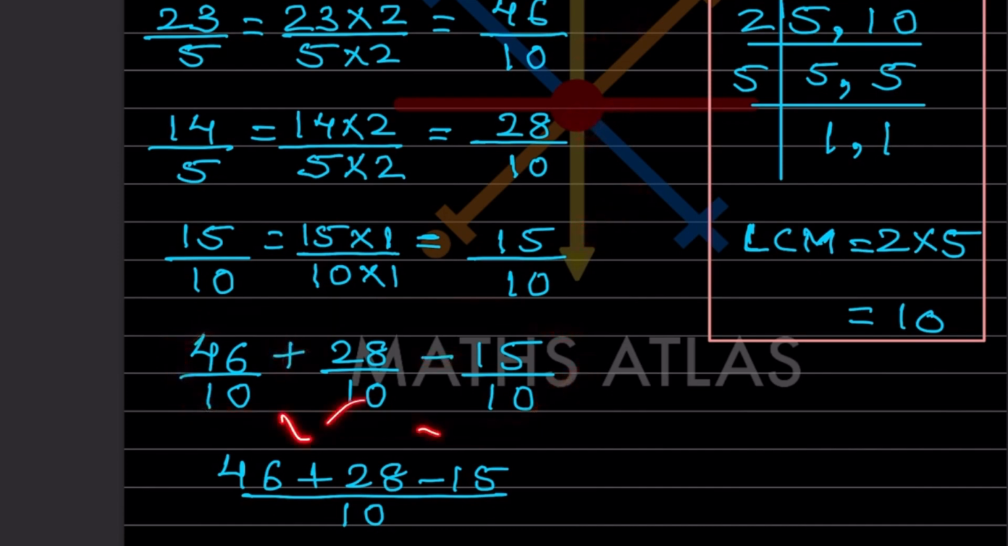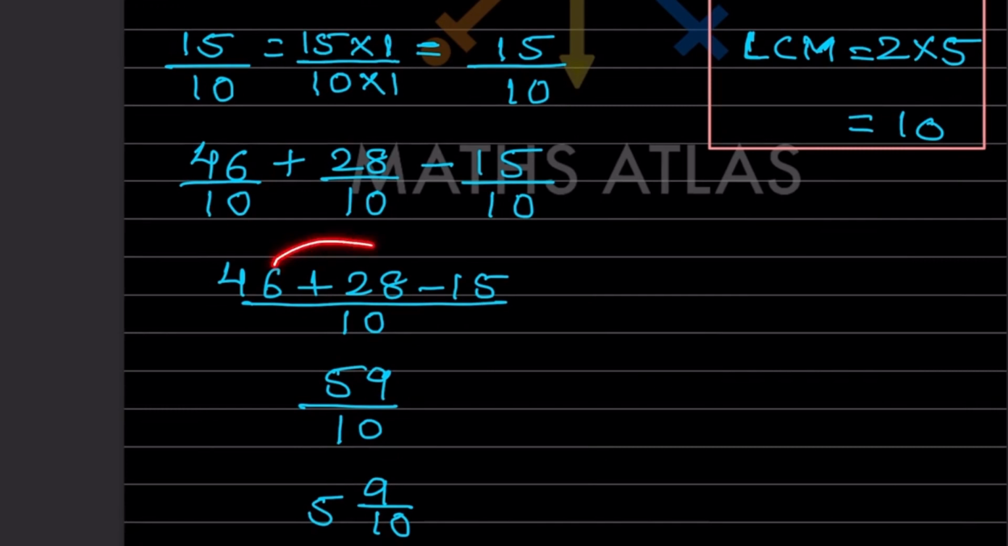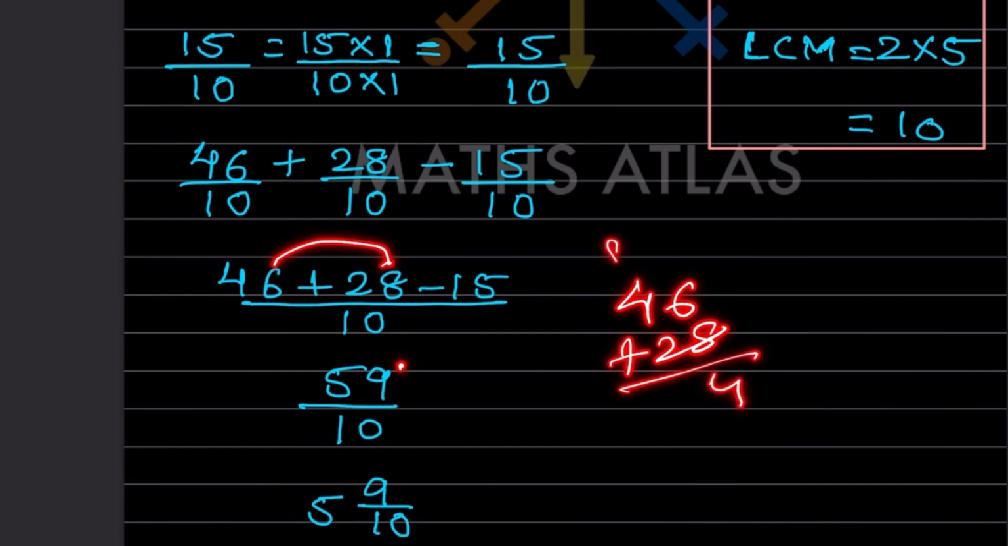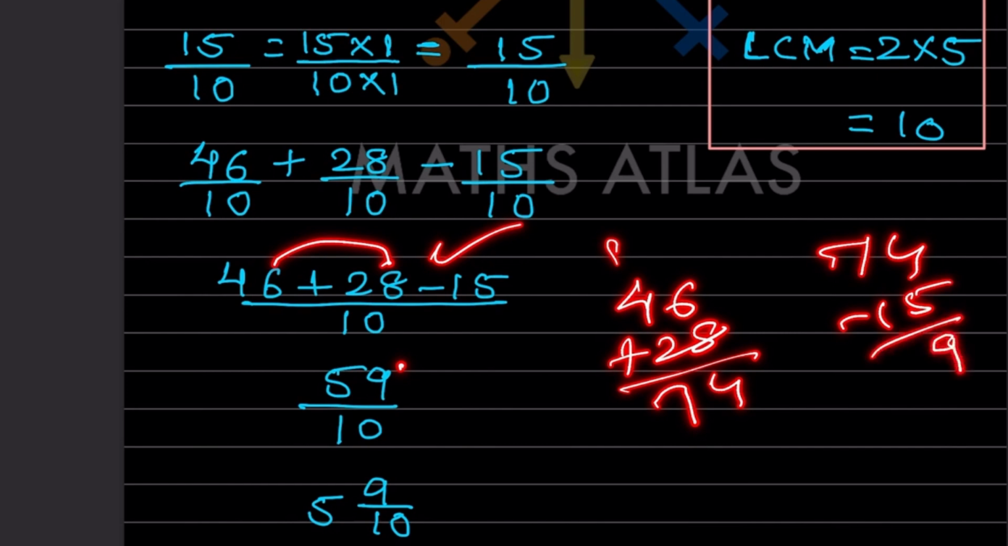And now the denominators are the same. You are going to write the denominator as well. And 46 plus 28 minus 15. And now what are you going to do? First you will add these two. So you get 46 plus 28, so that is going to be 74. And you are going to subtract this minus 15 from that. So this is going to be how much? 59. So the answer is 59 by 10.